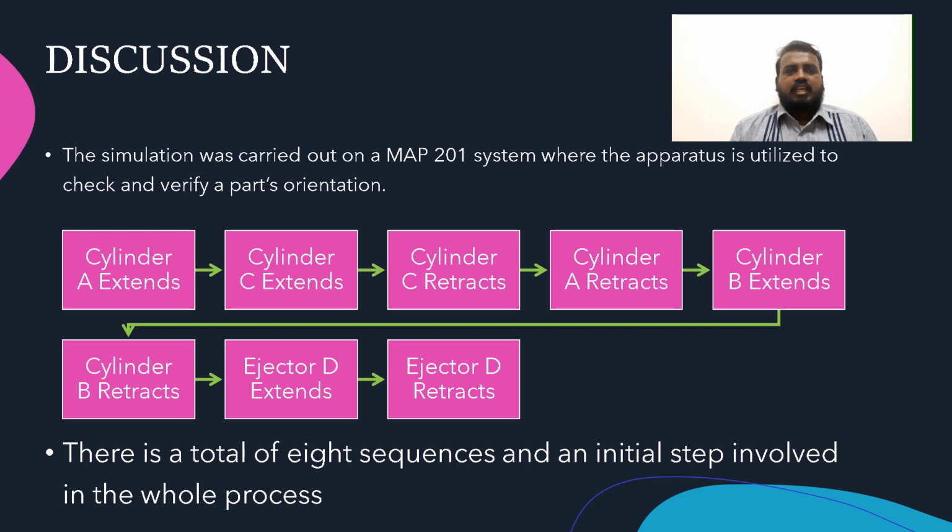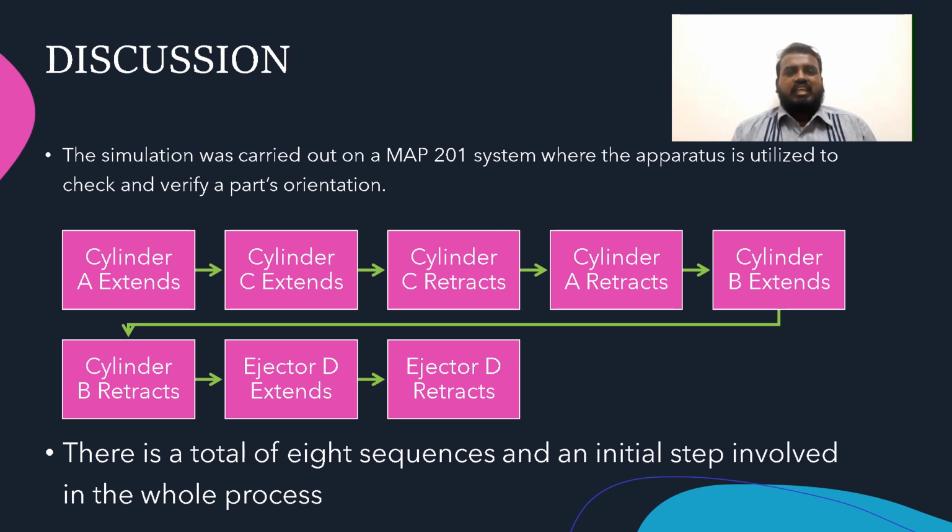Once 3 seconds have elapsed after the part is in position, cylinder C with the plunger extends to the part below it, where it verifies the part's orientation. Then, after 3 seconds have elapsed, cylinder C with the plunger retracts, and after it has retracted and another 3 seconds have elapsed, cylinder A retracts also.